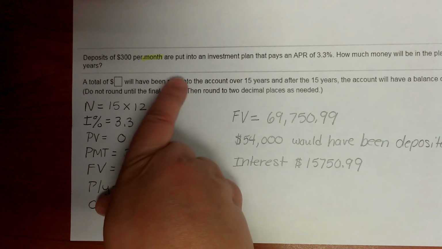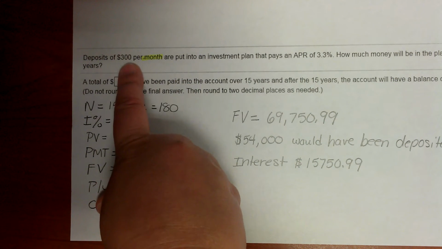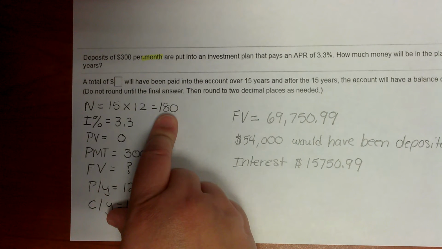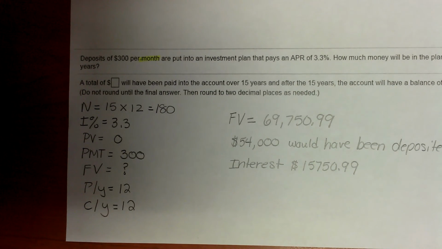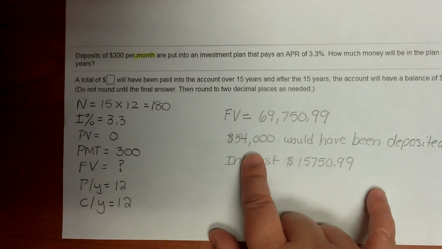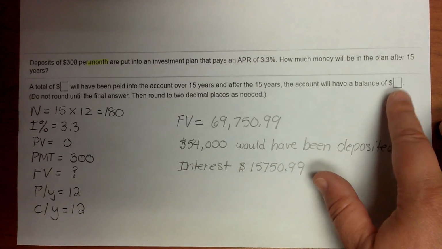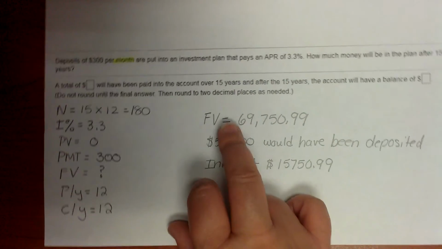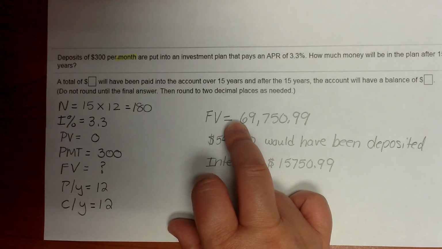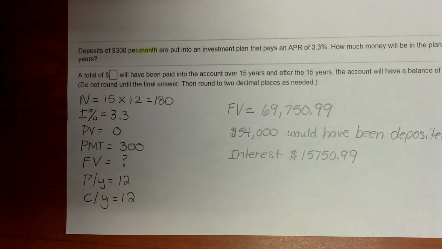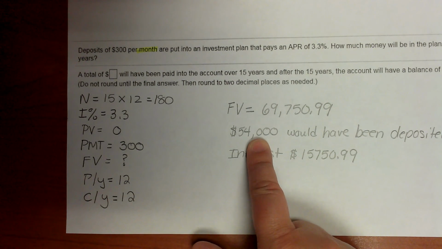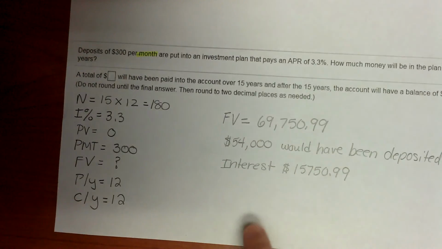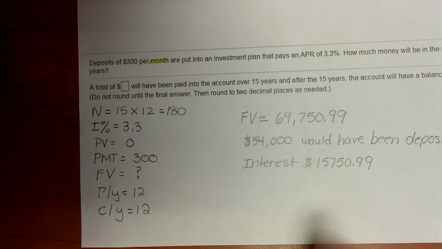Now, how much will have been paid into the account? How much am I putting into the account? Well, that's $300 and 180 payments, because that's 15 times 12. That's 180 payments over this whole period, times 300. That's going to be $54,000 is what's going to be deposited. But then the balance, what we're going to have with the interest and everything that's been earned over those 15 years, is going to be your future value, the $69,750.99. If it additionally asked you for the interest that was earned, this is how much money we put into the bank. This is how much money is there after 15 years. So the difference has to be the interest. So I would take this minus this to get the interest of $15,750.99.